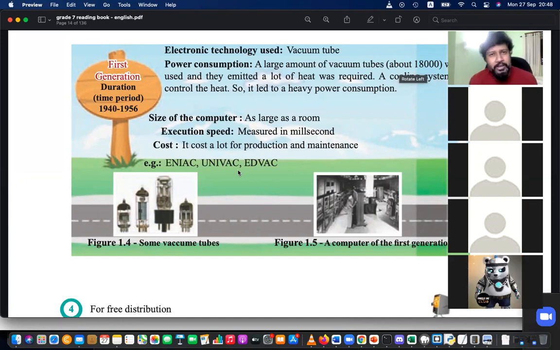The vacuum tubes were high power consuming equipment, and the size of the computer was as large as a building or a large room. The processing speed is measured in milliseconds, and it costs a lot. It is not possible to have personal computers because a personal computer would mean a building. Universities had this kind of computers. Some military forces, for security purposes, had them, and some governments had desk computers, but no personal computers.